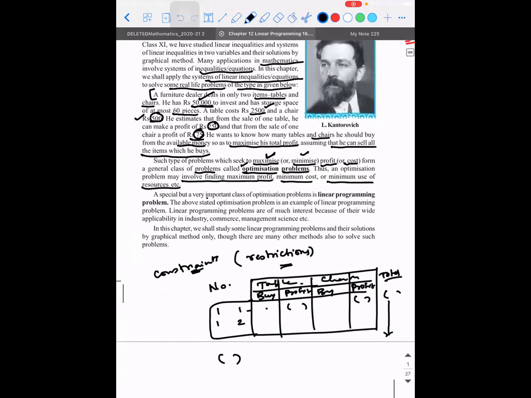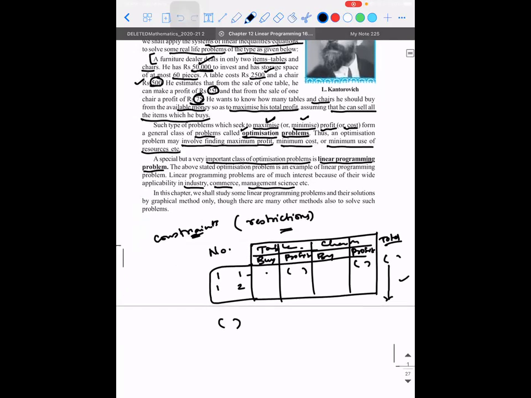So a special but very important class of optimization problems is linear programming problems. Okay. So this linear programming is applicable in many places like industry, commerce, management, science, and everything. So wherever you want to come up with these kinds of conclusions, if a certain task is given, then you can think of this linear programming technique to solve that particular problem. Right? Am I clear till this step? Are you guys able to understand why we are studying this? Shall I proceed, guys?